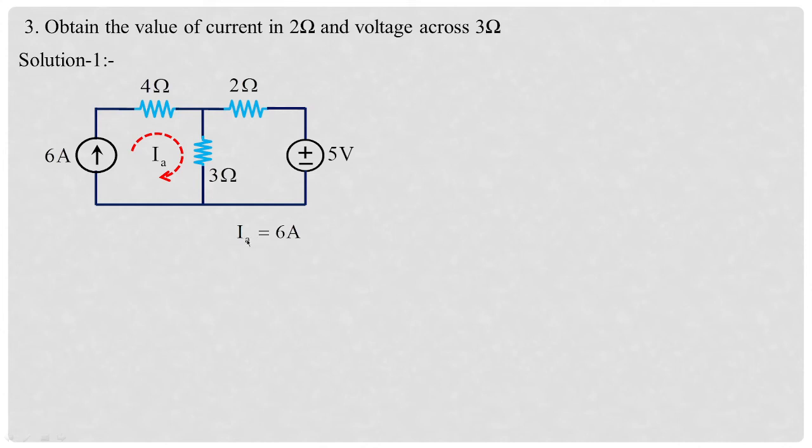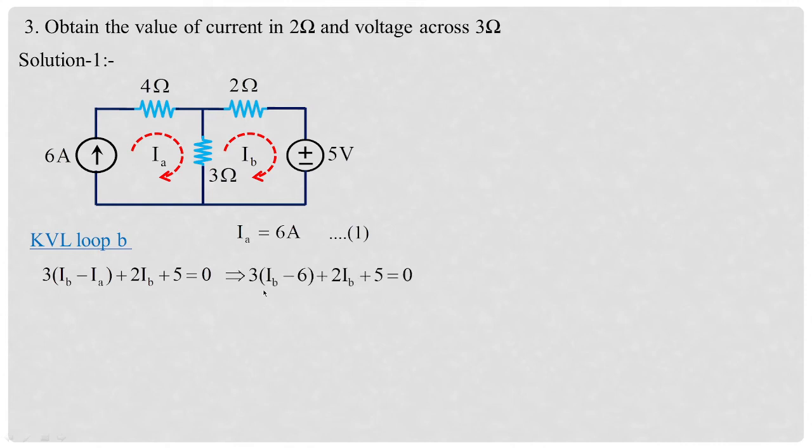So here luckily we have the source current as well as the current which is flowing in loop 1 as same. So IA is equal to 6 amperes. So take this one as equation 1. Just apply KVL to loop B. So 3(IB minus IA) plus 2 IB plus 5 equal to 0. Substitute the value of IA over here. Then you are going to get the value of IB which is equal to 2.6 amperes.